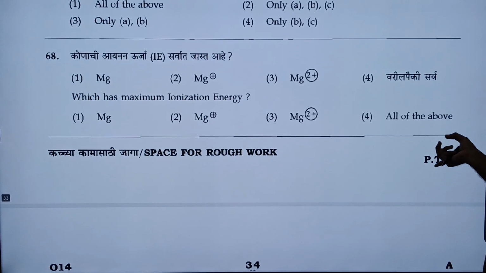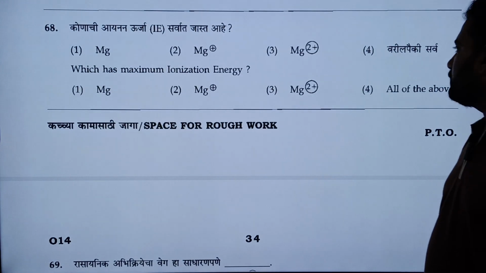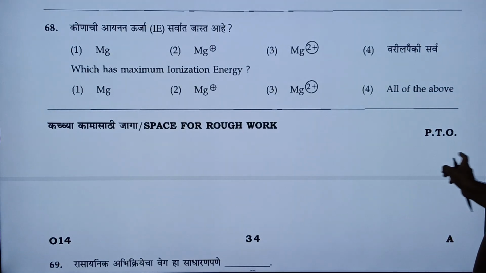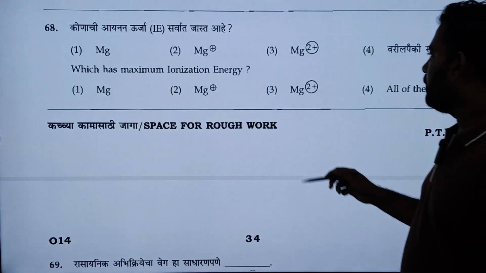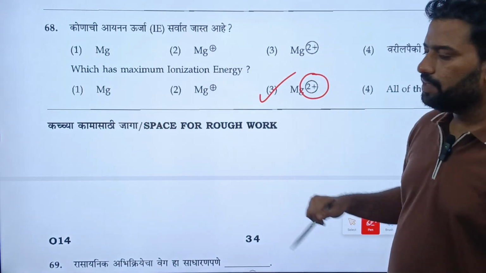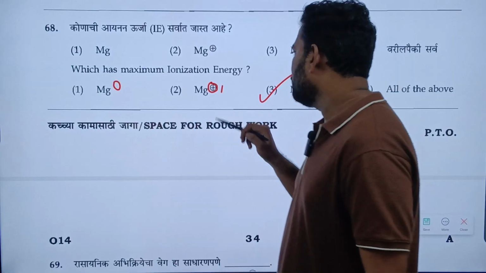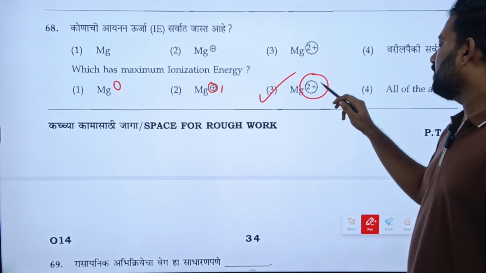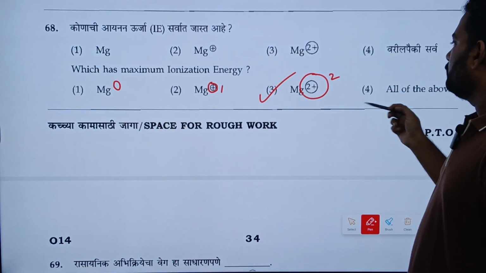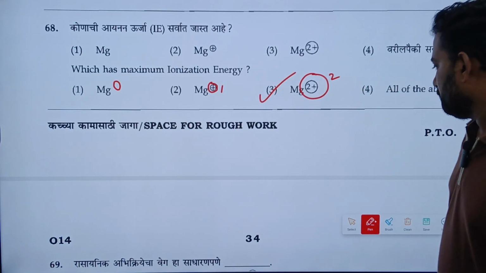Which has maximum ionization energy? Mg, Mg plus, Mg2 plus, all of the above. Again, an easy question from chemistry. Mg2 plus. Here ionization energy is 0. Here ionization energy is 1. Here ionization energy is 2. So answer is straightforward, option number 3.